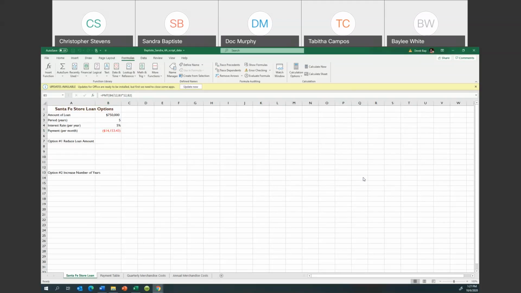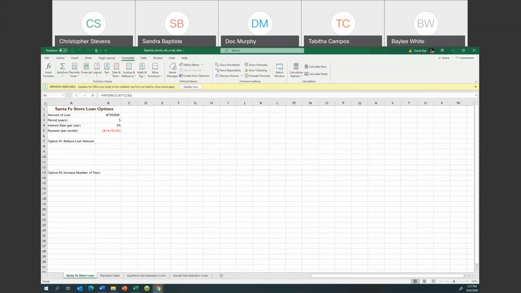$14,153.43. So this is how much we have to pay per month, which is a huge amount. Notice though that it is in red with those parentheses around it. Some of you that have already taken some finance classes may know what that means. Some of you may not.